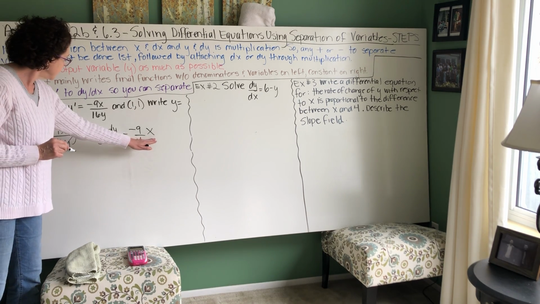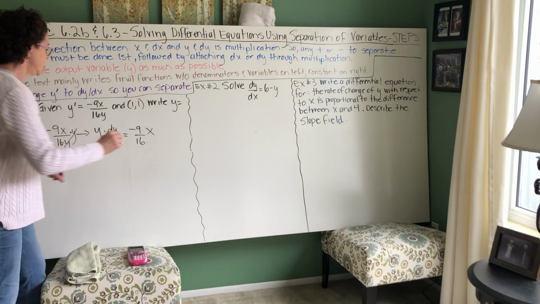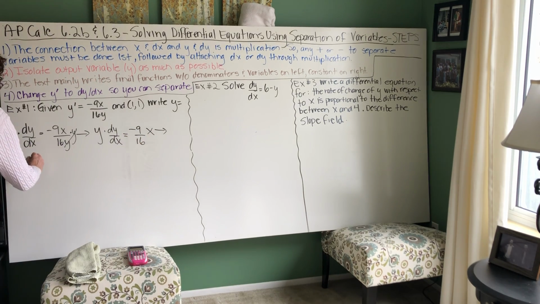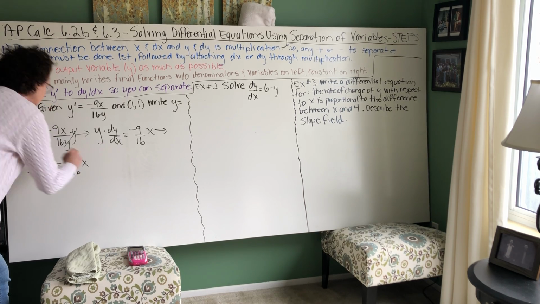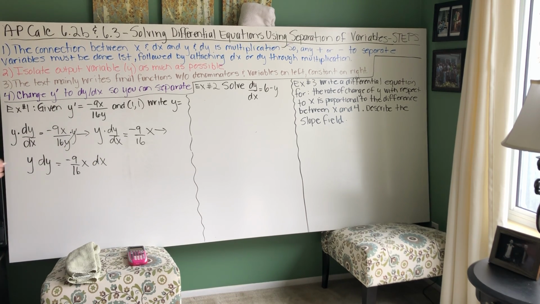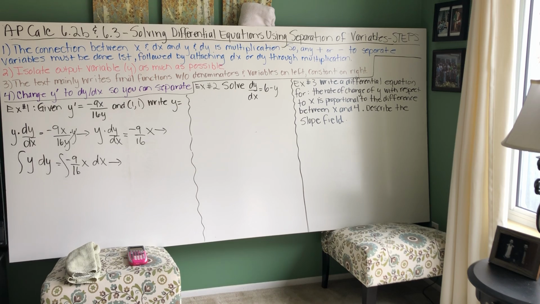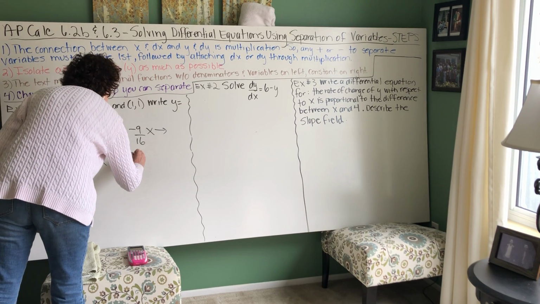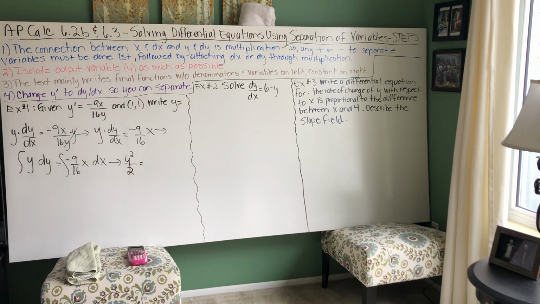Now, I have the x's and the y's separate. I have to multiply both sides by dx so that the correct variable of integration is with the correct variable. So we have y dy equals negative 9/16 x dx. Okay, let's go ahead and integrate. Notice when we integrate on the left, we have y squared over 2. When we integrate on the right, that will become an x squared divided by 2 multiplied by the negative 9/16.